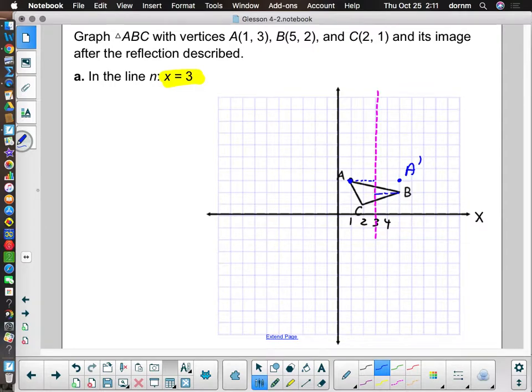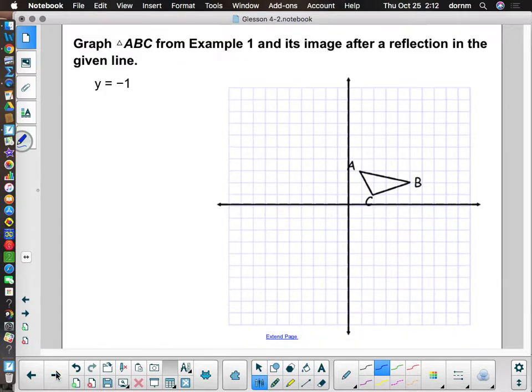Point B is right here. That's 2 units over to the line. So I'm going to reflect over 2, and there's B prime. Point C is 1 unit to the left of the line, so I'm going to go 1 unit to the right, and there's C prime. And we're going to connect the dots when we're done. And there's my image. Okay? So again, reflecting in the coordinate plane when I have a picture is actually pretty easy so long as I do it one point at a time and can locate the line of reflection.